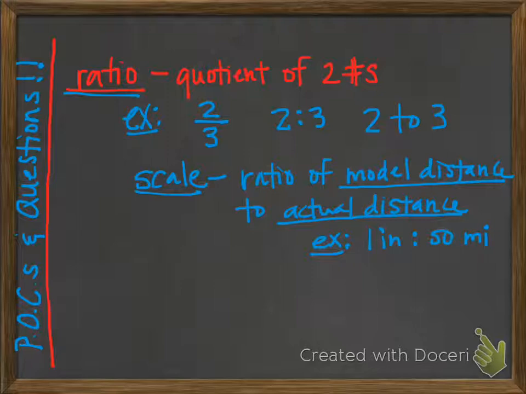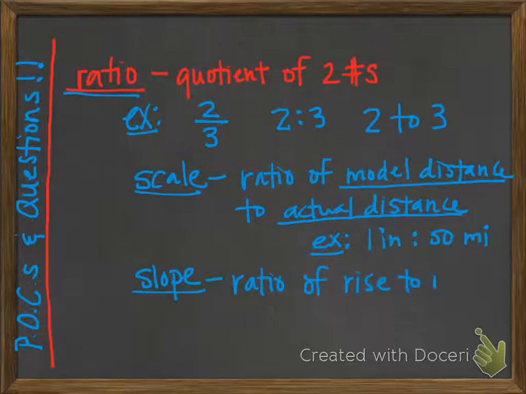Another type of ratio that is not new to you is slope, and we know that is the ratio of the rise to run. Rise is on top, run is on bottom. So those are just some examples of ratios.